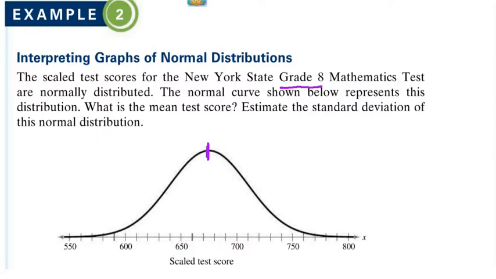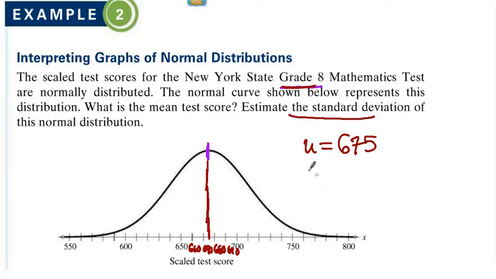Okay, so this number right here is 660. This is 670, this is 680, and this is 690. And if we trace this down, it looks like it's falling right between 670 and 680. So that means the mean score right here is going to be 675. I'm using mu because this is the entire population of 8th graders in New York. And then it also says estimate the standard deviation.